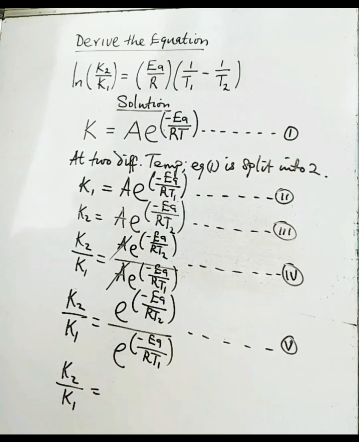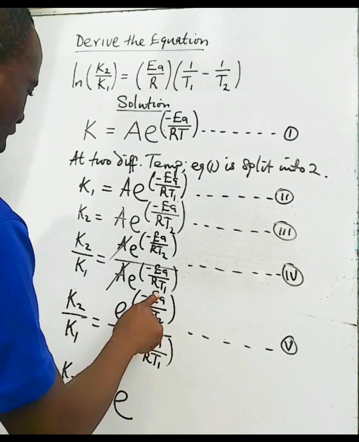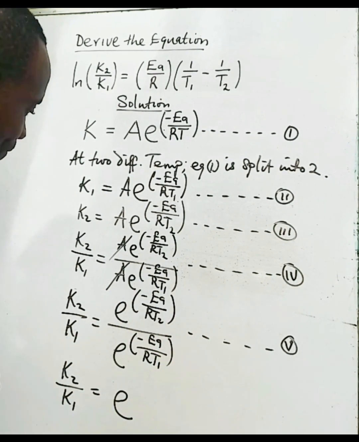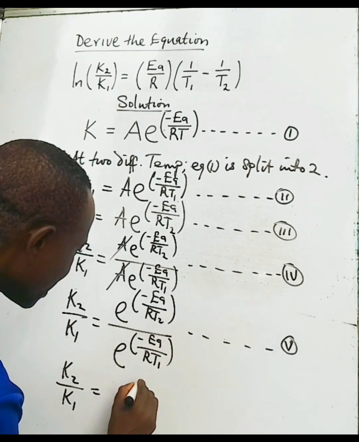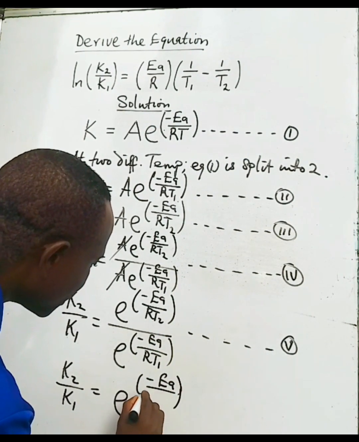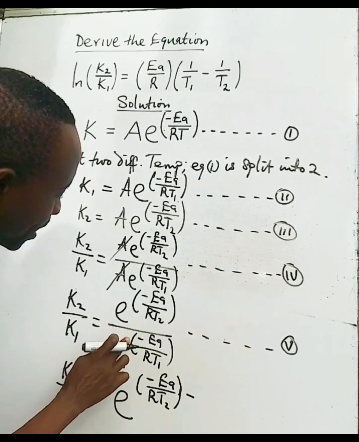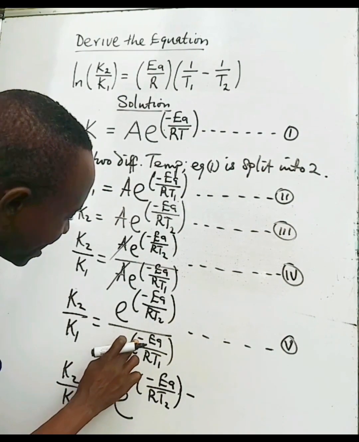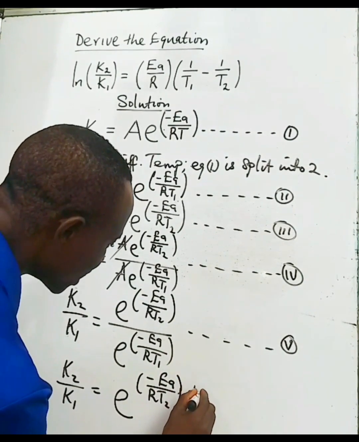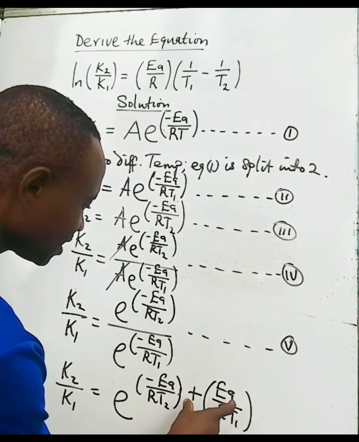According to the law of indices, this is the same base. And then what happens to the powers? Because of this division, the powers will subtract, right? This power will subtract this power. And we have minus EA over RT2 minus this power. Unfortunately, this power has a negative sign. So we have minus minus. And minus minus is plus, right? And we have this.